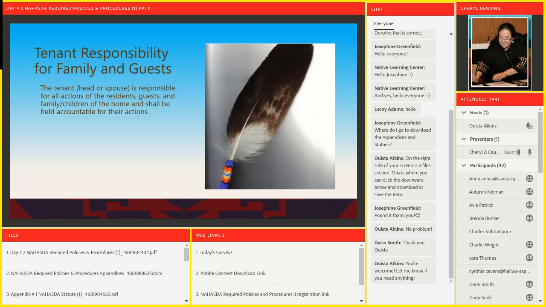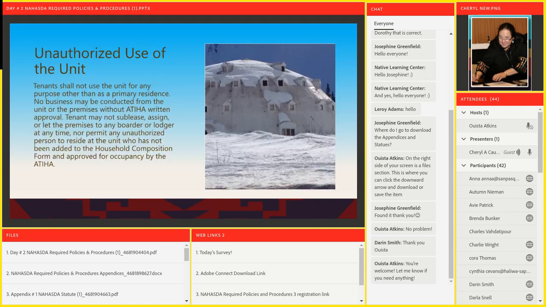But your tenant responsibility for families and guests, they need to understand that. Grandmas and grandpas need to understand that about their grandchildren also. The tenant, head or spouse, is responsible for all the actions of the residents, guests, family, children in the home and shall be accountable for their actions. You might have to kick them out if their grandson is in there pushing drugs, okay? Unauthorized use of that unit.